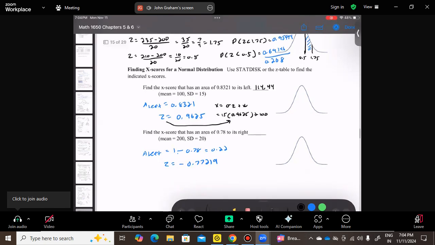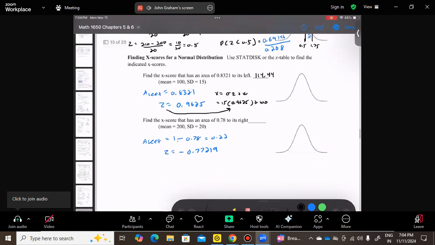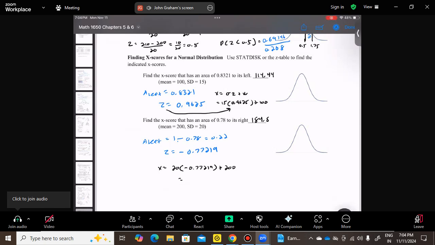And then for the bottom one, x is equal to 20 is your standard deviation times your z-score, which is negative 0.77219, plus 200. And we get 184.56.